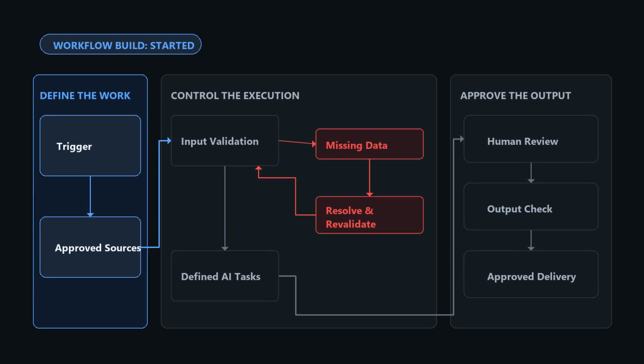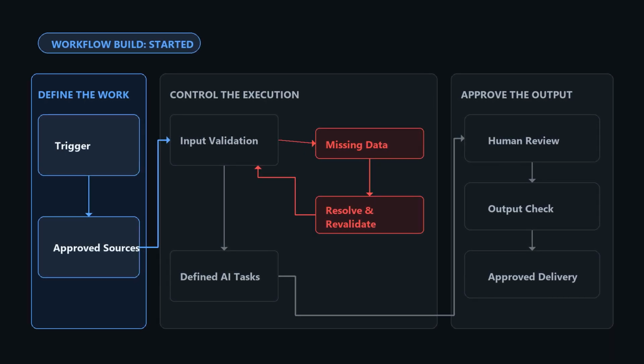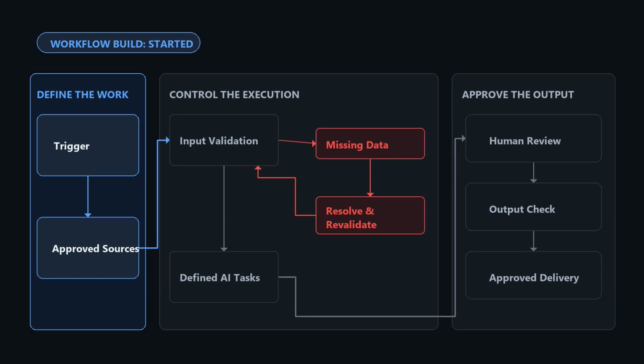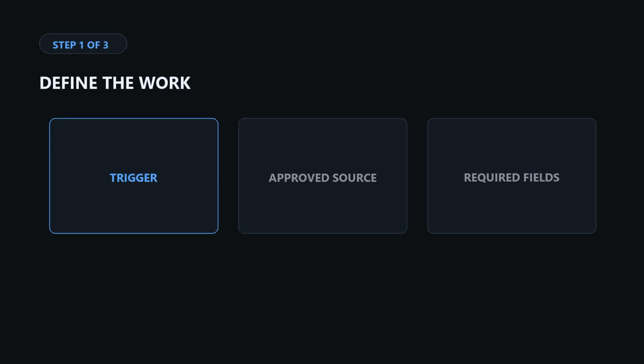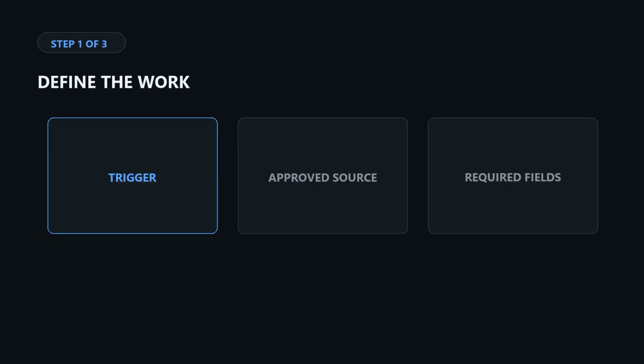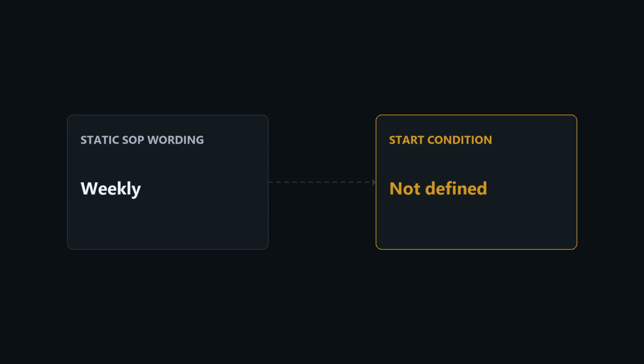Now build the full system in 3 stages. Define the work, control the execution, and approve the output. Before the AI does anything, the workflow needs a clear starting condition and a controlled input.